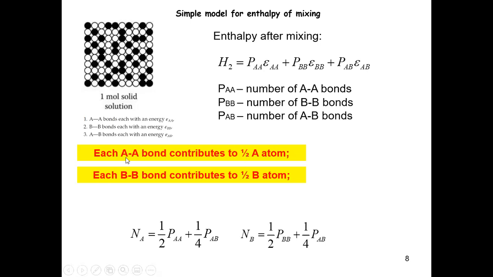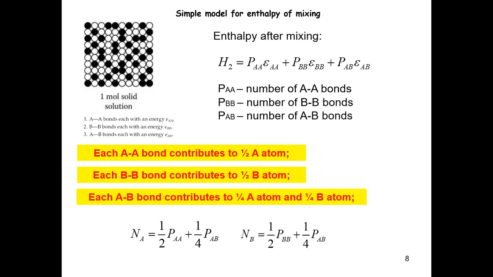Exactly. So an AB bond can only be associated with a half atom, but this half atom is further split into half A and half B. So each AB bond contributes 1/4 of an A atom and 1/4 of a B atom. Does this make sense to everyone? Now, if not, draw a cake-like diagram.